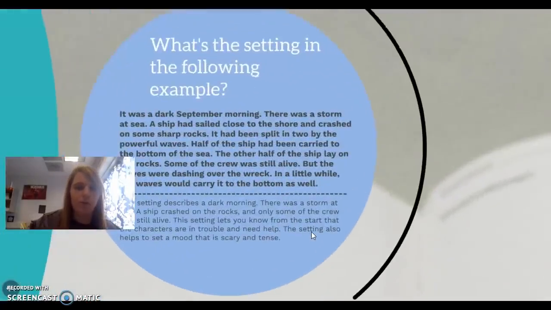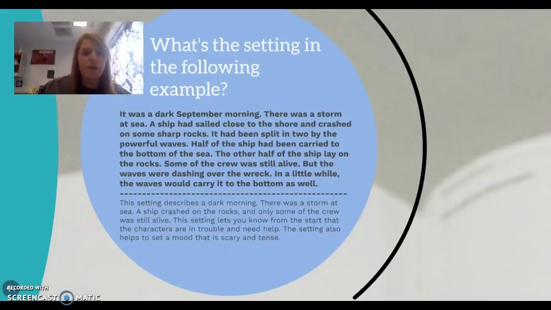So for our example, it says, "What is the setting in the following example?" So be thinking about that as I read. It says, "It was a dark September morning. There was a storm at sea. A ship had sailed close to the shore and crashed on some sharp rocks. It had been split in two by the powerful waves. Half of the ship had been carried to the bottom of the sea. The other half of the ship lay on the rocks. Some of the crew was still alive, but the waves were dashing over the wreck. In a little while, the waves would carry it to the bottom as well."